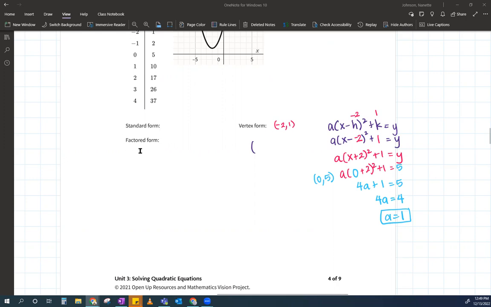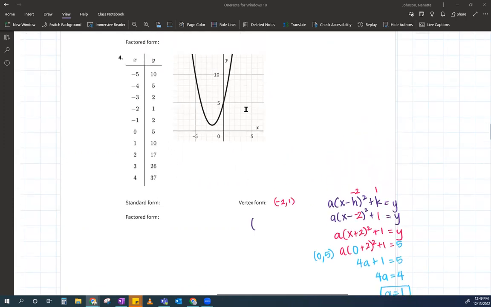Now for factored form, I can't come up with factored form, because here I would usually just pick out my roots, but I don't have my roots. I don't have my x-intercepts. So here I can't do this yet, so I'm going to write not yet. Later on you will be able to do this, but for now you can't, not yet.